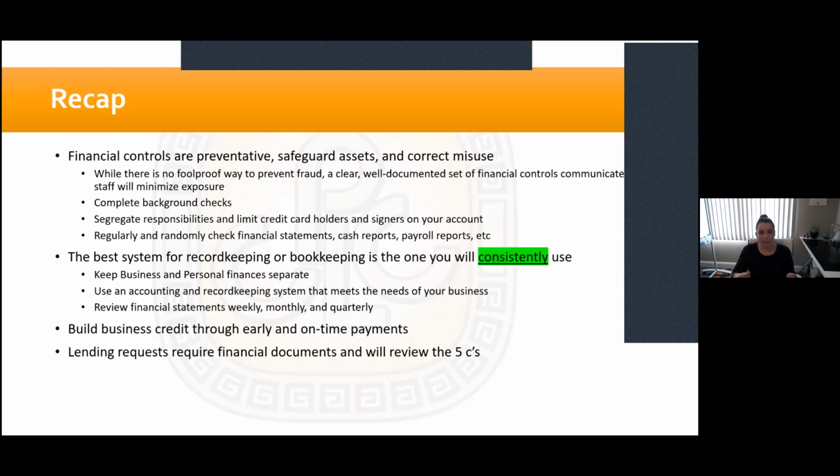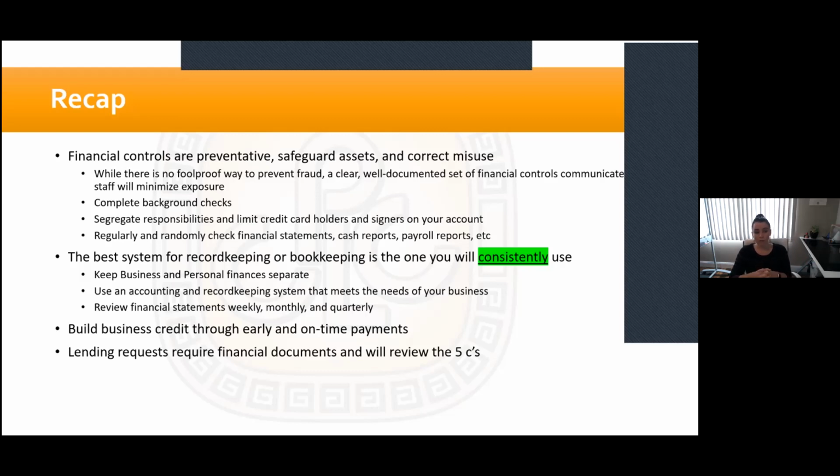I said it multiple times throughout this presentation, but the best system for record keeping and bookkeeping is the one that you're consistently going to use, the one that's going to work for you. Always try to remember to keep your business and your finances separate. Use an accounting and record keeping system that meets the needs of your actual business, not pigeonholed into something somebody thinks you should have, because the only effective system is the one that you're actually going to use.